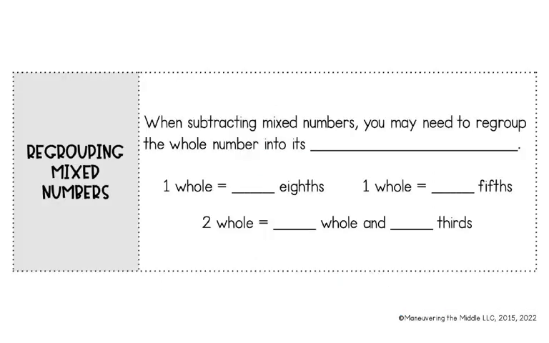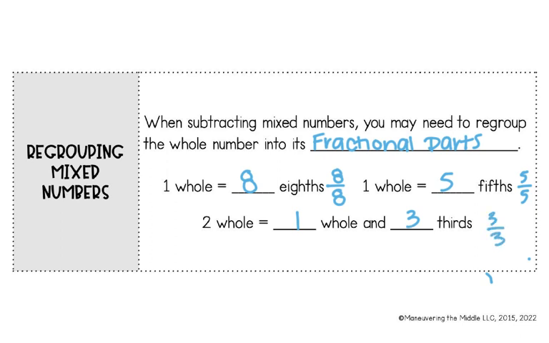So when we're subtracting mixed numbers, you may need to regroup the whole number into its fractional parts. Okay, so that means 1 whole would be the same thing as 8/8. 1 whole would also be the same as 5/5. 2 wholes would be 1 whole and 3/3.